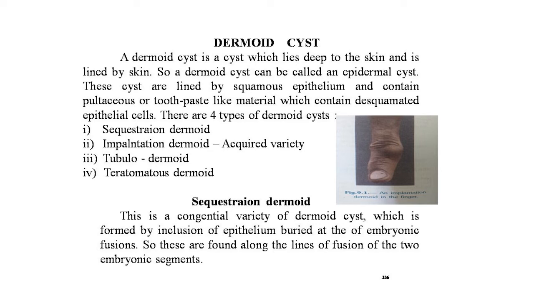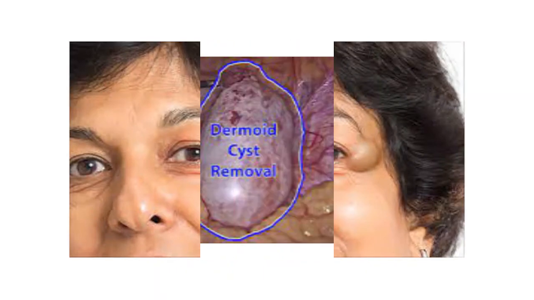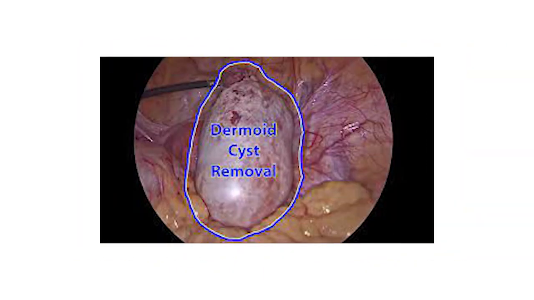First is the sequestration dermoid. This is a congenital variety of dermoid cyst which is formed by the inclusion of the epithelium buried at the embryonic fusion. So these are found along the lines of the fusion of the 2 embryonic segments. Dear students, here is the clear-cut picture of the dermoid cyst. Second is the dermoid cyst in the ovary.